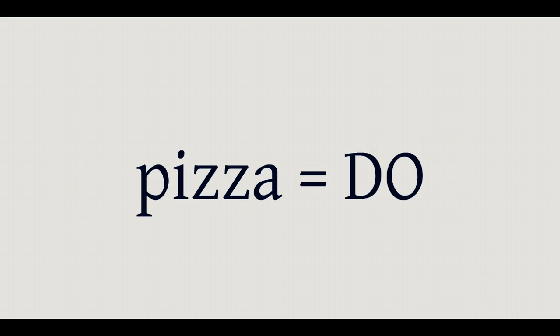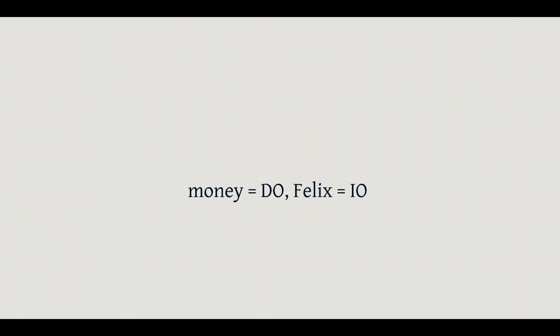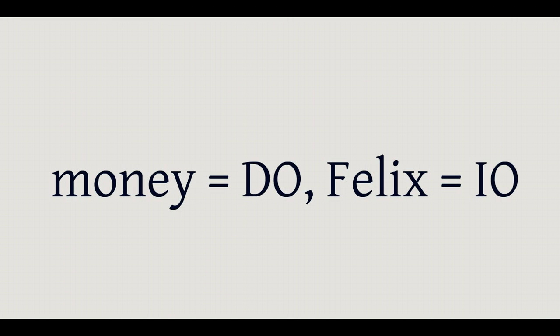Now let's go to the next sentence. I paid Felix the money for the pizza. Okay. Take a moment to do verb what to whom, so you can come up with a direct object and indirect object. Verb what to whom. You should have come up with money as a direct object. Paid what? Paid money to whom? To Felix. So Felix is the indirect object.